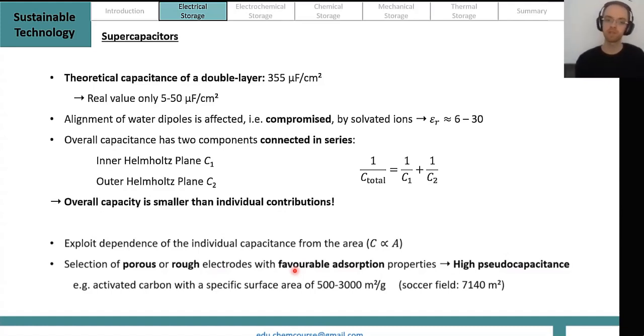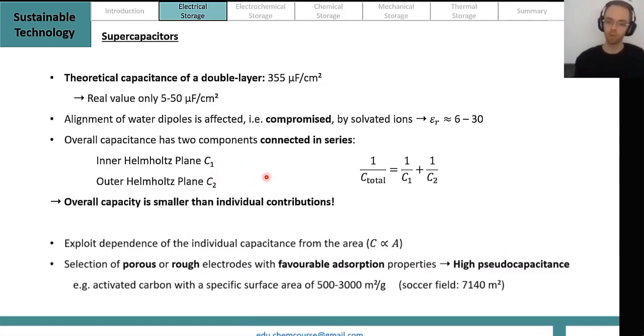And please notice that if we regard the inner Helmholtz plane and the outer Helmholtz plane as separate components, they have to be seen as components which are connected in series. And the rule for electronics when you connect capacitances in series is that the total capacitance can be calculated by 1 over the total capacitance equals 1 over the capacitance from component 1, in this case from the inner Helmholtz plane, plus 1 over the capacitance of the outer Helmholtz plane, which is C2 here. So the total capacitance is lower than the capacitances of the individual contributions just added up.